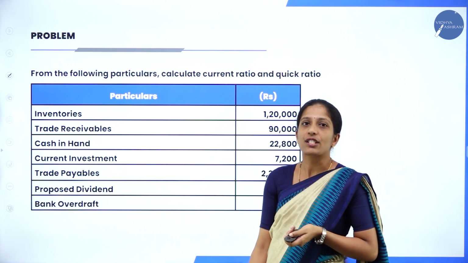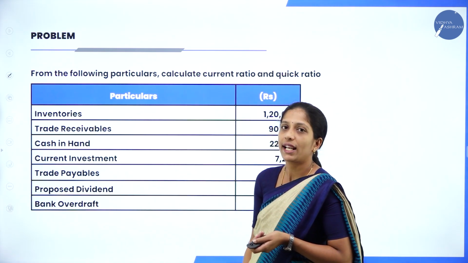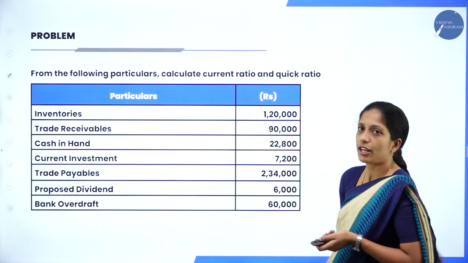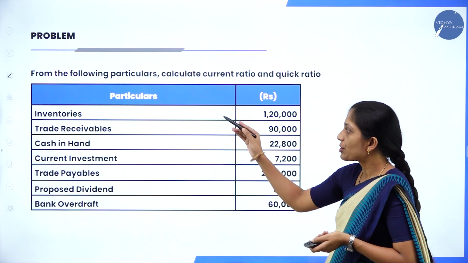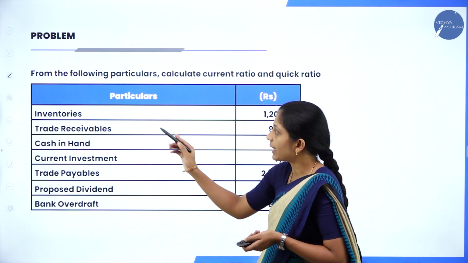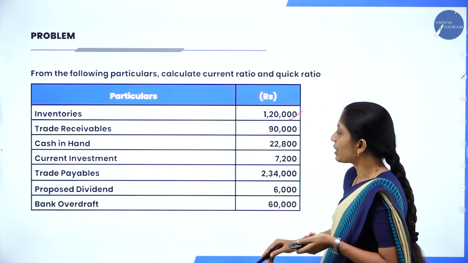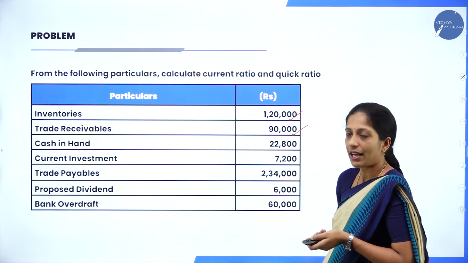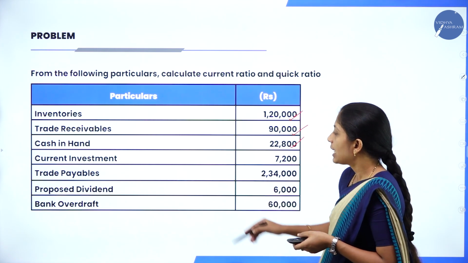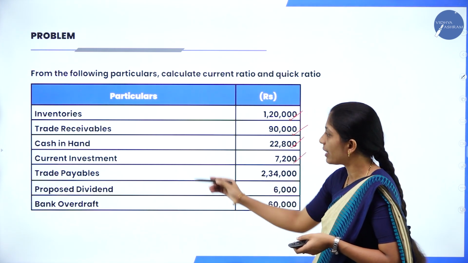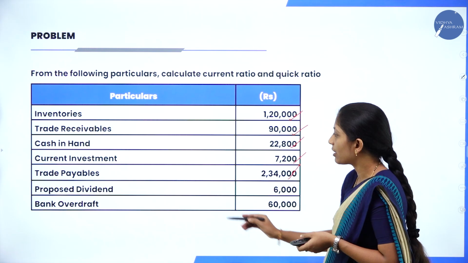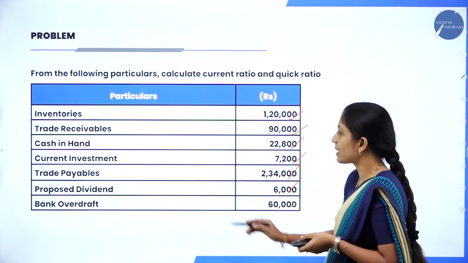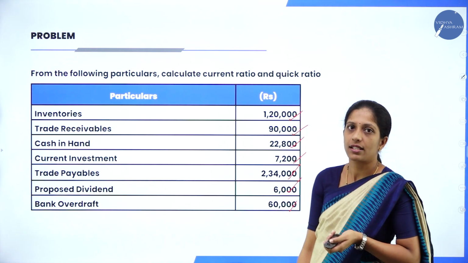Now coming to the next question. From the following particulars, calculate current ratio and quick ratio. They have given these particulars: inventories 1,20,000, trade receivable 90,000, cash in hand 22,800, current investment 7,200, then trade payable 2,34,000, proposed dividend 6,000, bank overdraft 60,000.